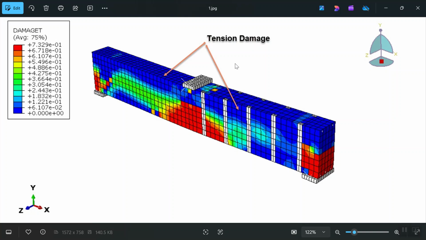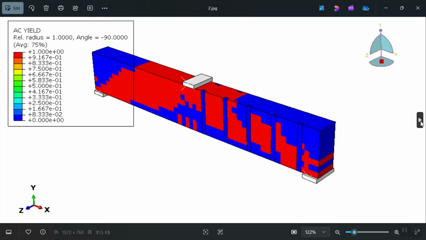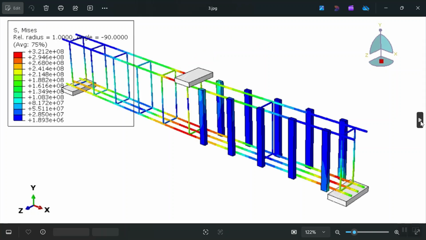And if you see, this is the tension damage of the model, and the application of these aluminum box sections is to decrease the tension damage of the beam. You can see here in the left side we have more, in the right side less. And this is the yield criterion.